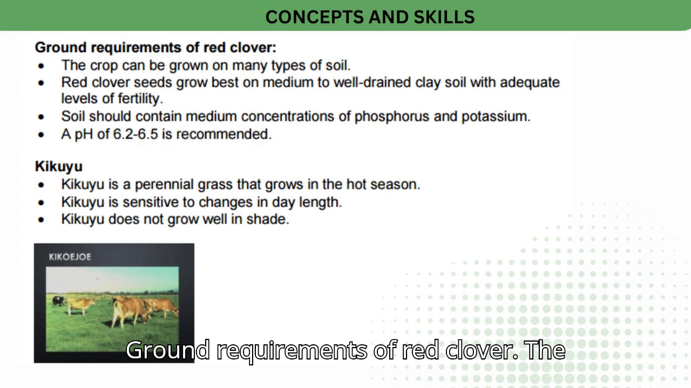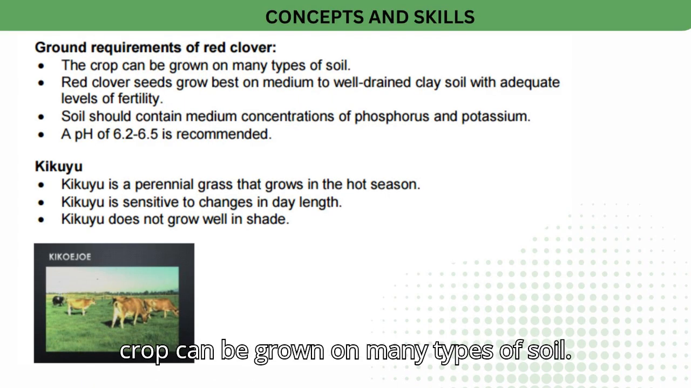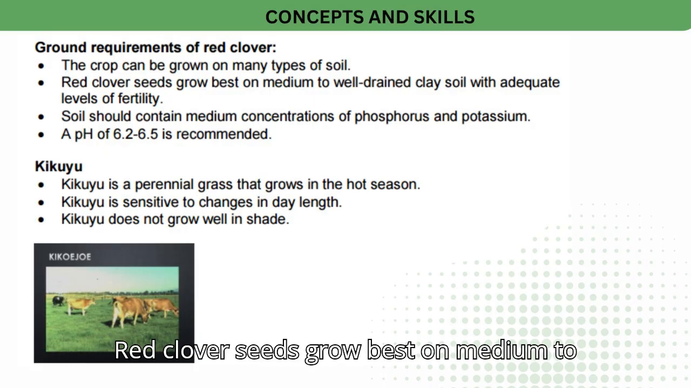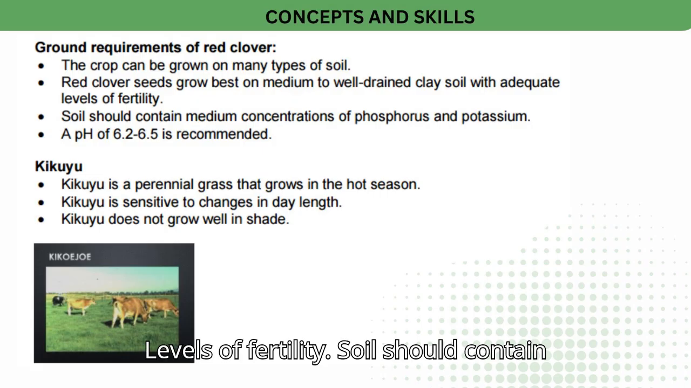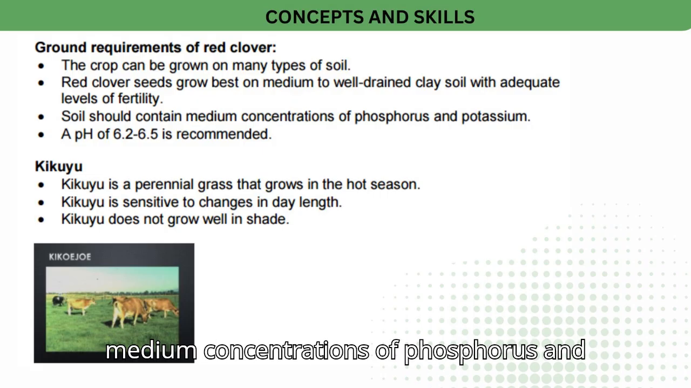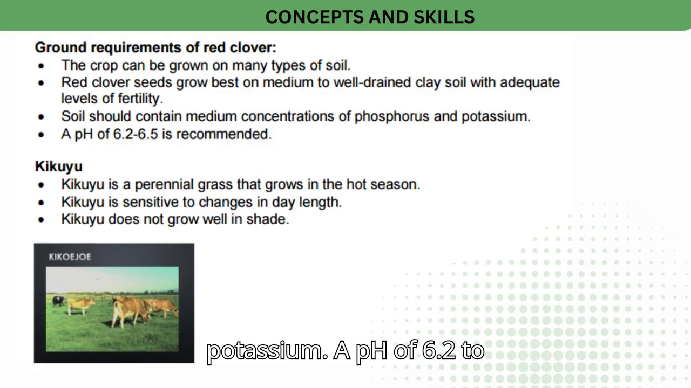Ground requirements of red clover. The crop can be grown on many types of soil. Red clover seeds grow best on medium to well-drained clay soil with adequate levels of fertility. Soil should contain medium concentrations of phosphorus and potassium. A pH of 6.2 to 6.5 is recommended.